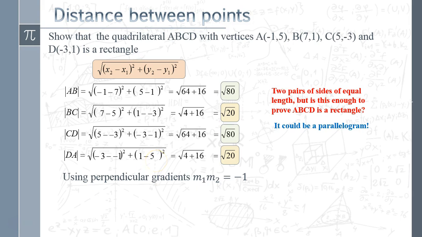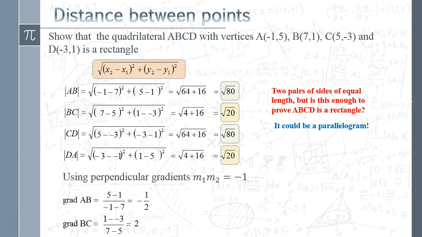So we need to do a little bit of work on perpendicular gradients. Let's first of all find the gradient of AB, and we can do that using our formula, difference between the y coordinates over difference between the x coordinates for AB. So it's 5 minus 1 over minus 1 minus 7. And so the gradient of AB equals minus a half. Gradient of BC, using these two coordinates, put in the values, you can see where they're coming from hopefully, and work it out, and we've got a gradient of 2.